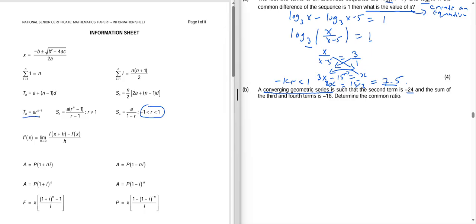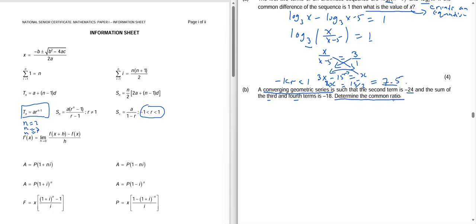This is the general term for the geometric series, meaning that for the second term, you need to replace n with 2 to get the second term. To get the third and the fourth term, you replace n with 3 and n with 4. So that is what you just need to do. Now, the question is saying determine the common ratio. So what that means is that we solve for r. That's what that means only.